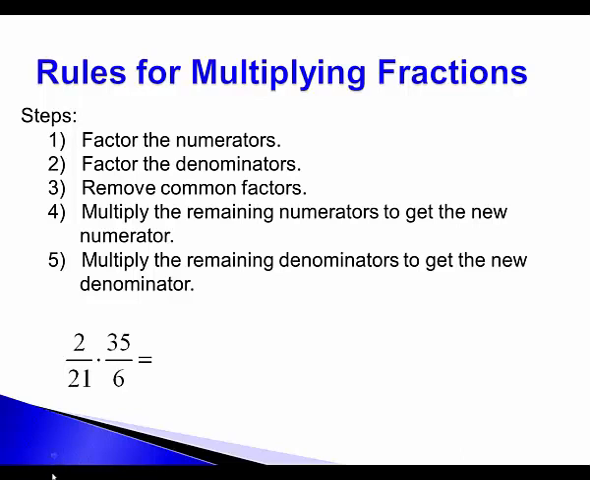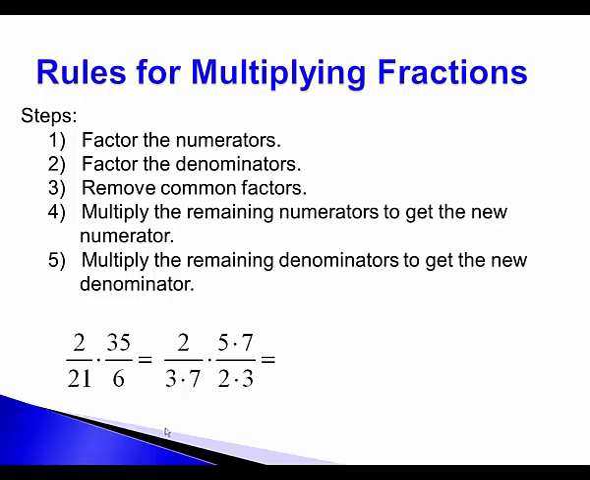If I give you 2 over 21 times 35 over 6, the first two steps tell us to factor the numerators and denominators, so let's do that. Notice the 2 is prime, so I've left it alone. I then factored the 35 into 5 times 7. I factored 21 into 3 times 7, and I factored 6 into 2 times 3.